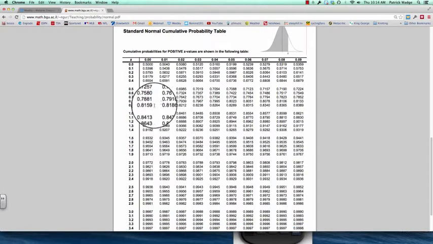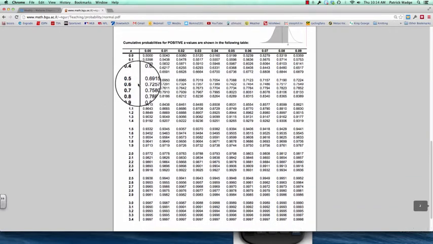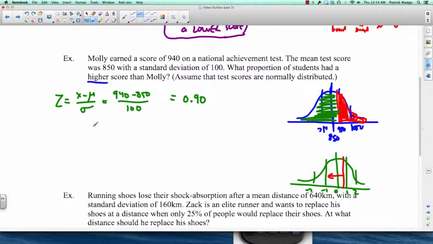Go to your table and go down to 0.9. So this will be on your second page again because it's positive. 0.90. So the next number is 0. So that's right there. 0.90. The number we get is 0.8159. So we'll write that down, 0.8159. Or if you want, you can change it to a percent, 81.59%. So what that means is, in the green area, I should have written this in green, in the green area down here, there's 81.59% of the people.